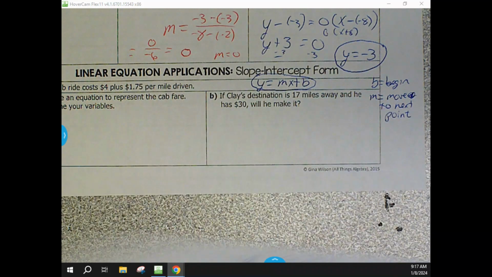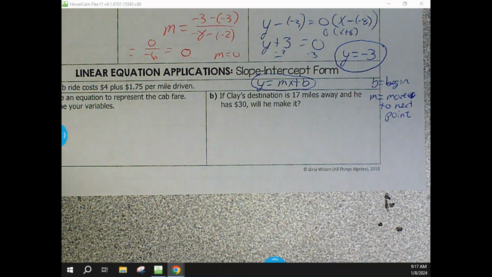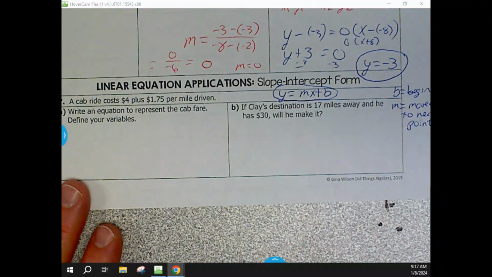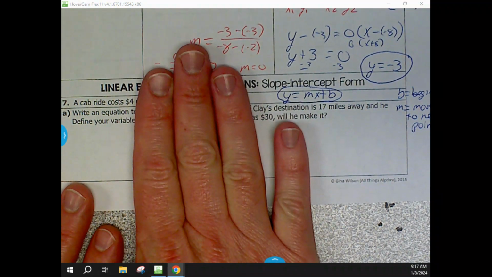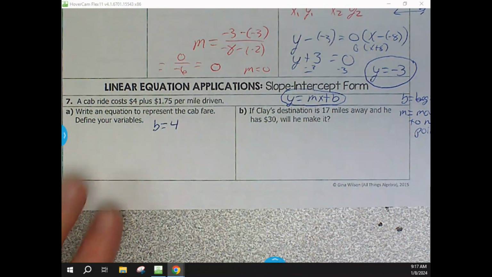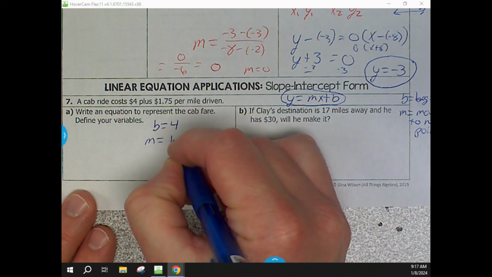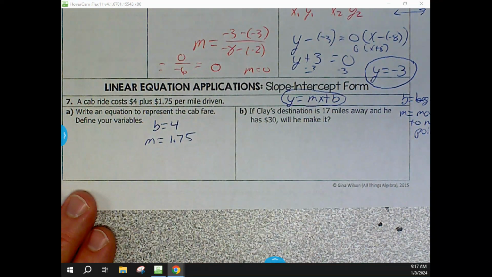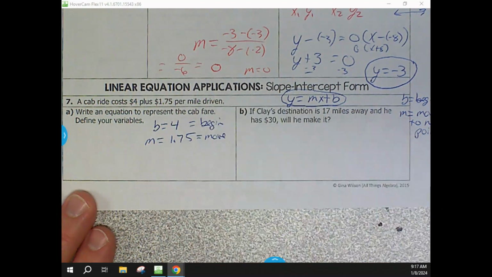Okay, so we're going with y equals mx plus b. It says write an equation to talk about the cab fare. The cab ride costs $4 plus $1.75 per mile driven. So if you sit down in the cab and you go 1 foot, it's going to cost you $4, right? So in that case, your b value would be 4 because you're going to begin at $4. You sit down in the cab and they start the timer, it's $4 no matter what you do, and then it's another $1.75 per mile. So in that case, your slope is 1.75, because that's what you begin with, and then as you start to move, that's how much you're going to pay per mile.